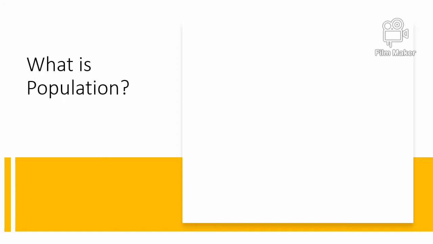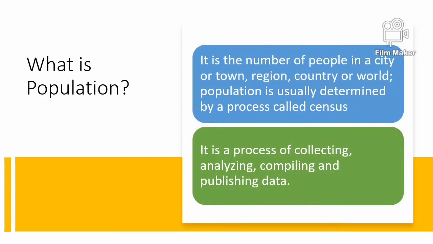What is population? It is the number of people in a city, or town, region, country, or world. Population is usually determined by a process called census. It is a process of collecting, analyzing, compiling, and publishing data.